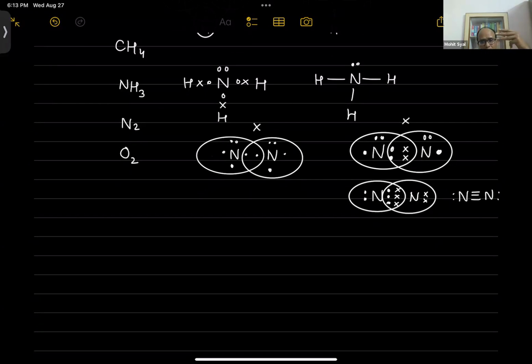N2, it is a triple bond. Three pairs of electrons. One pair shared is a single bond between 2 atoms. Okay, oxygen we can try.